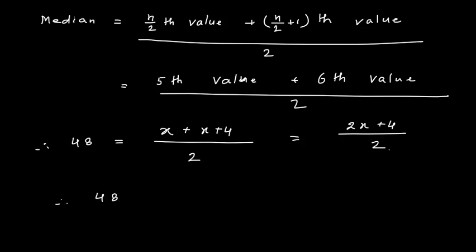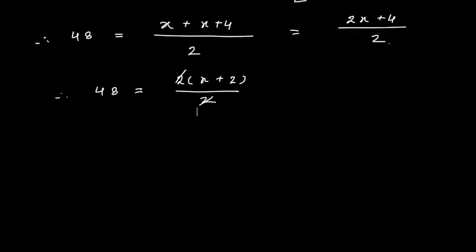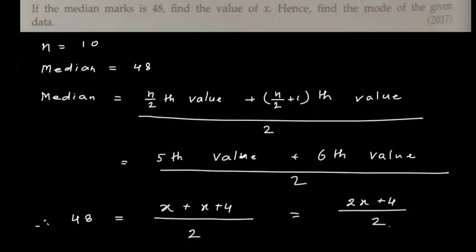So this 48 is equal to, now in 2X plus 4 you can take 2 common. So it is X plus 2, and this whole divided by 2. Now this 2 and this 2 will cancel. Therefore 48 is equal to X plus 2. And therefore the value of X is equal to 48 minus 2, which is 46. So the value of X is 46. Okay, so we got the value of X.